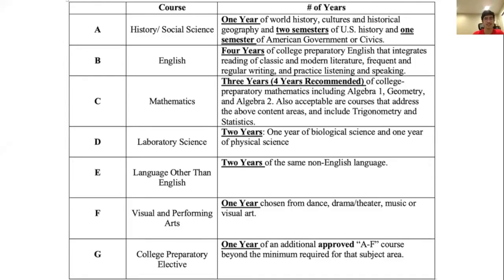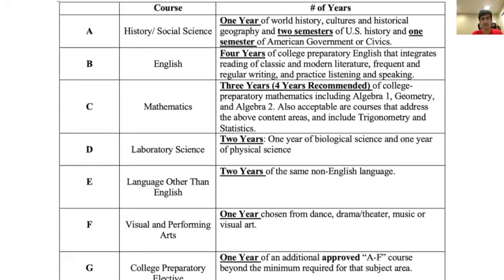All right, so this is the A to G course requirements thing we were talking about. So the A requirement is history or social science. So you need 1 year of world history, cultures, and historical geography, and 2 semesters of US history, and 1 semester of American government or civics. So typically you take the 1 year of world history in 10th grade, and then you take US history in 11th grade and take American government or civics in 12th grade. But then again, this can vary per school and per year of academic plan.